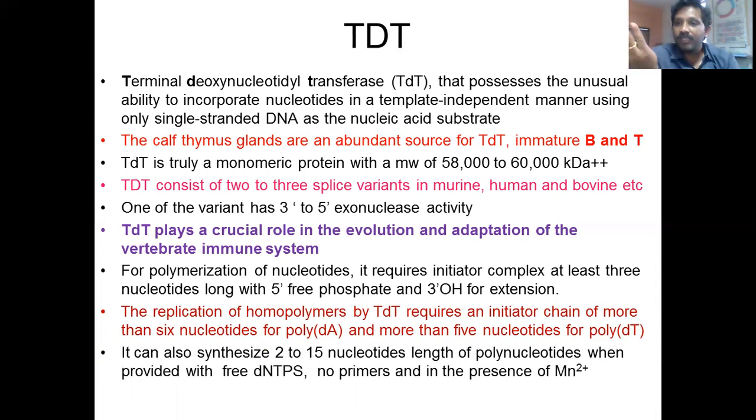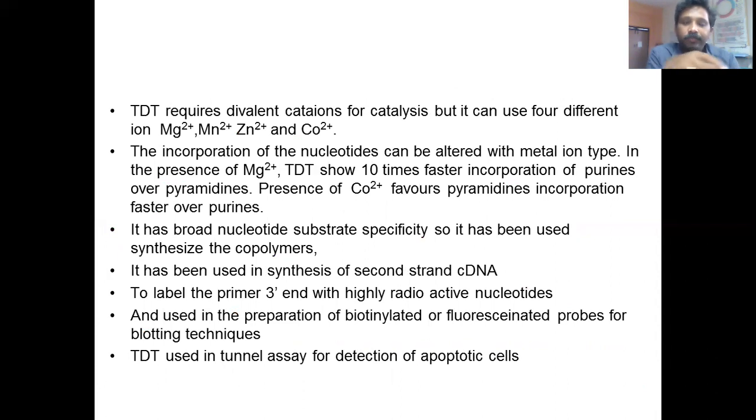Since de novo synthesis is possible with terminal deoxynucleotidyl transferase, it can use 4 different metals for catalysis of nucleotides: magnesium, zinc, manganese, and cobalt. The preference goes from magnesium to zinc, cobalt, and the last one is manganese. And I told you that in the presence of magnesium, purines are incorporated, and in the presence of cobalt, pyrimidines are incorporated in the chain.